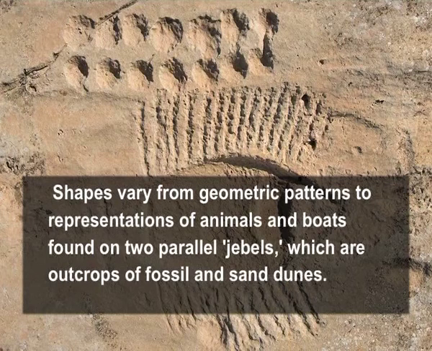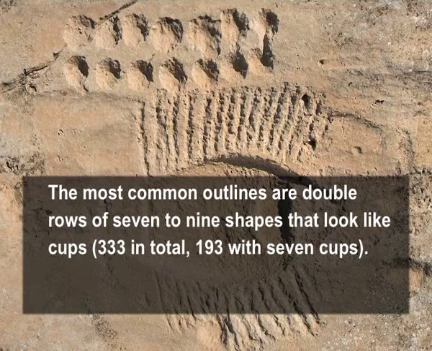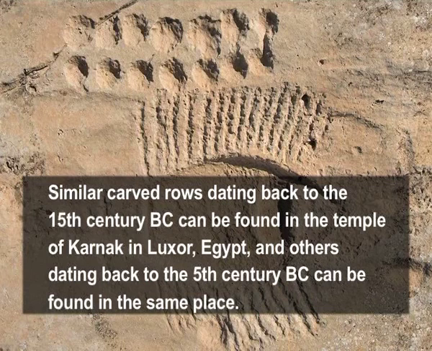Shapes vary from geometric patterns to representations of animals and boats, found on two parallel jebels, which are outcrops of fossil and sand dunes. The most common outlines are double rows of 7 to 9 shapes that look like cups, 333 in total, 193 with 7 cups. These cups are believed to have been used for a game called Halusa or Huwaila. It is known in West Africa as Mandala. Similar carved rows dating back to the 15th century BC can be found in the temple of Karnak in Luxor, Egypt, and others dating back to the 5th century BC can be found in the same place.